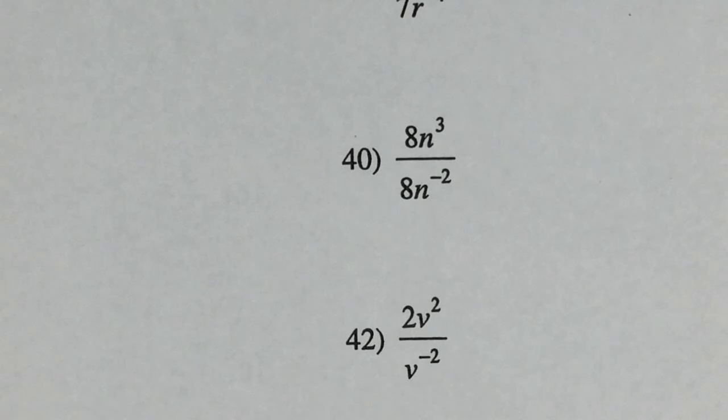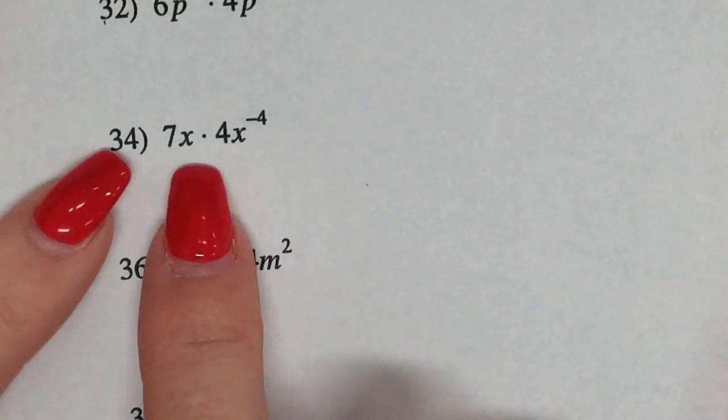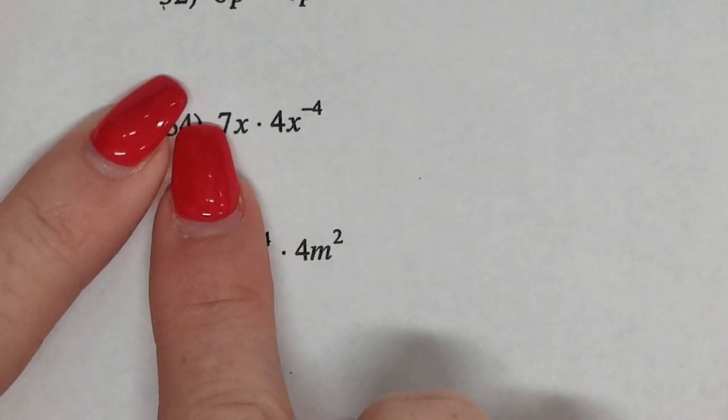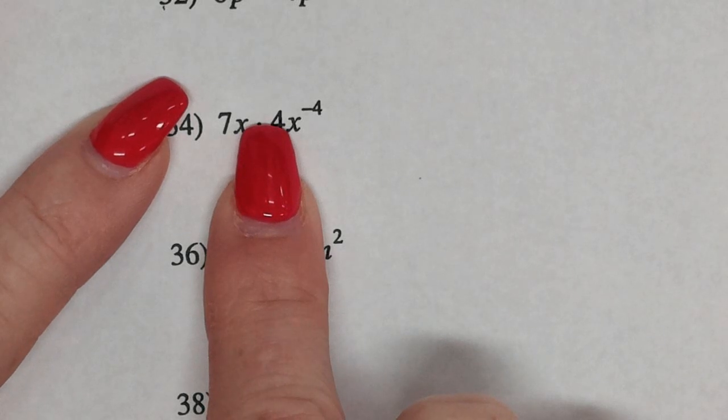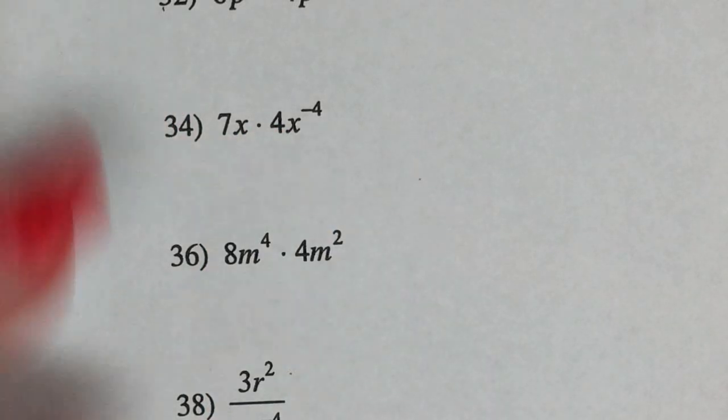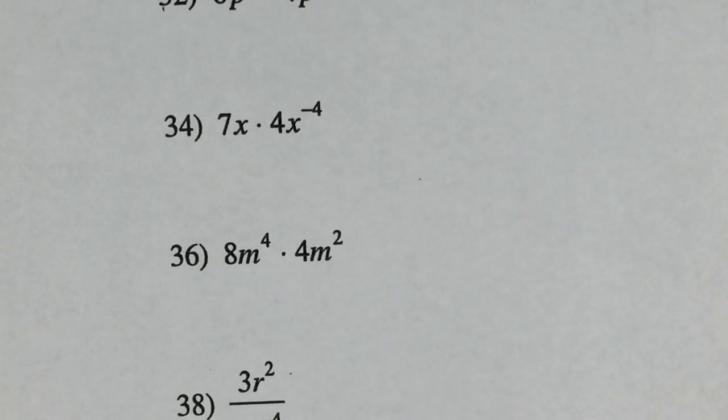Okay, you do have to deal with the regular numbers. Look at 34. Can you combine 7 times 4? 7 times 4 is 28. Then deal with your x's. Make sense? Okay.